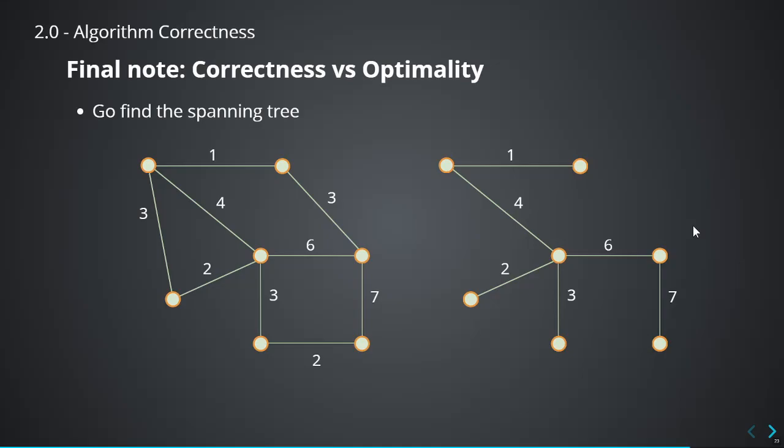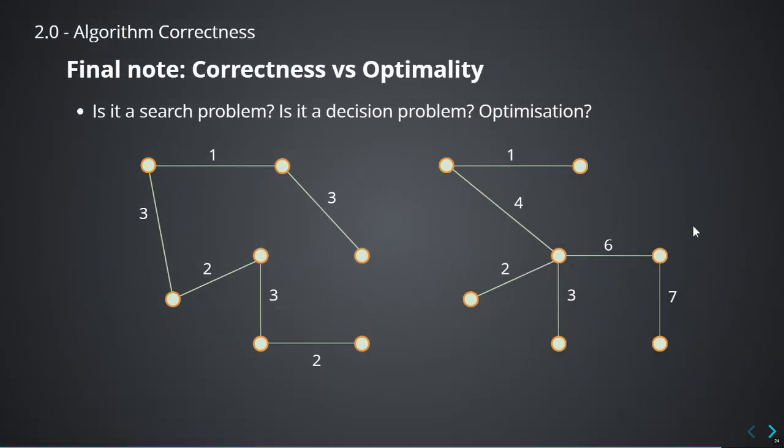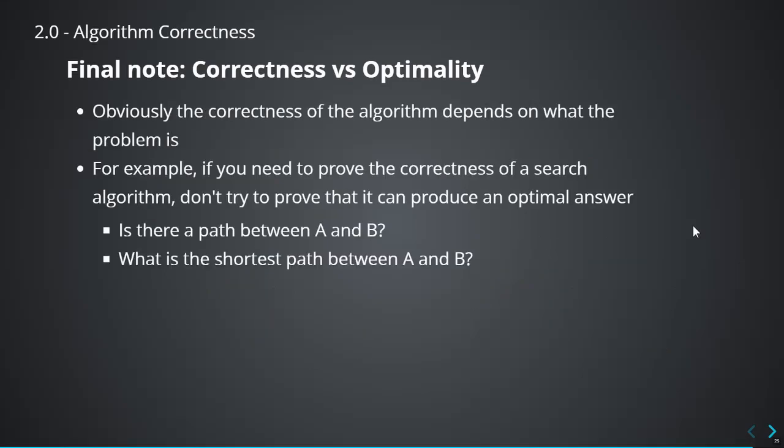So if you're asked to prove that code is correct, you can ask yourself, what is the problem it's trying to solve? Is it a search problem, a decision problem, an optimization problem? What you have here is two spanning trees. The one on the left is the optimal one, but the one on the right is still a spanning tree. So the correctness of the algorithm depends on what the problem is. Obviously. But what I'm trying to say is that if I ask you to show the correctness of a search algorithm, then don't try to prove that it produces the optimal answer.